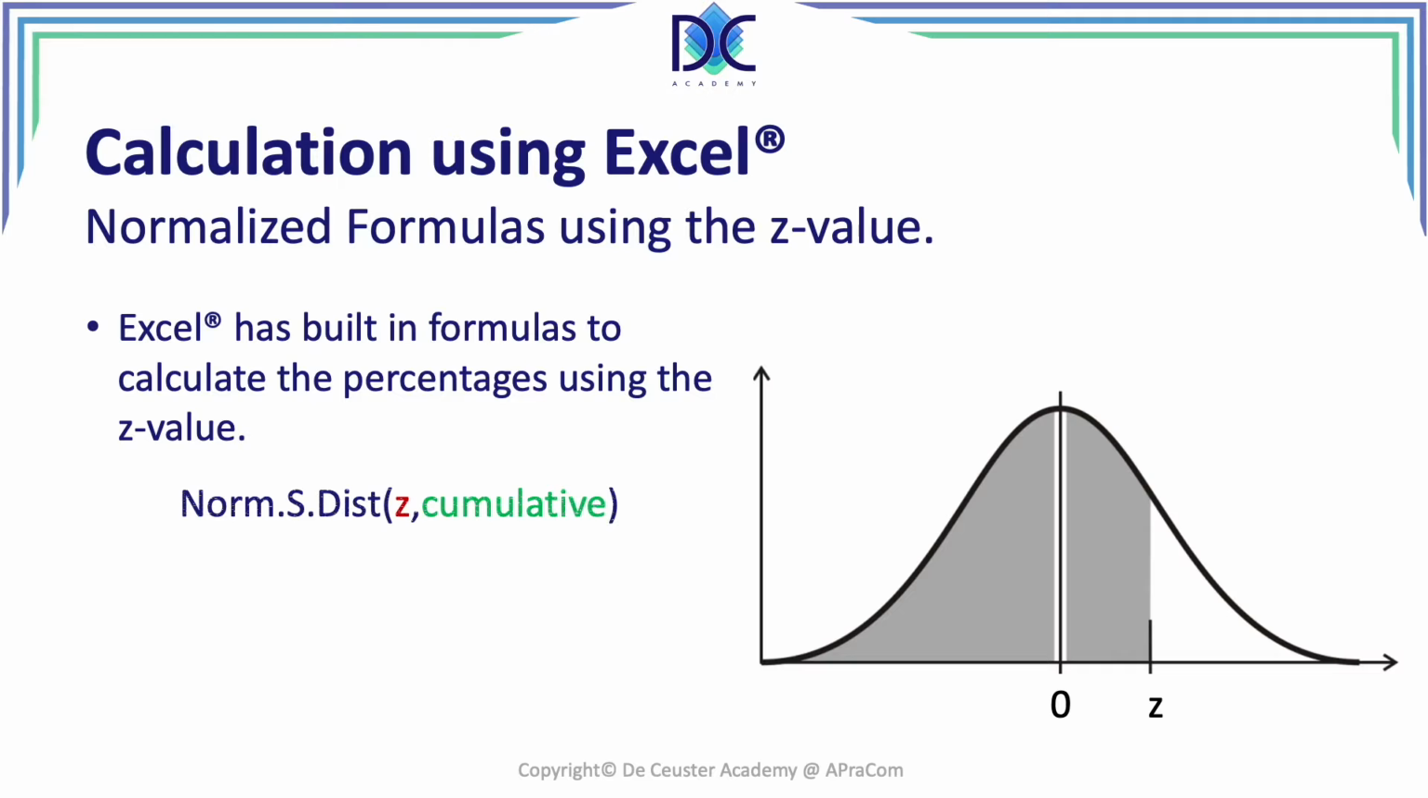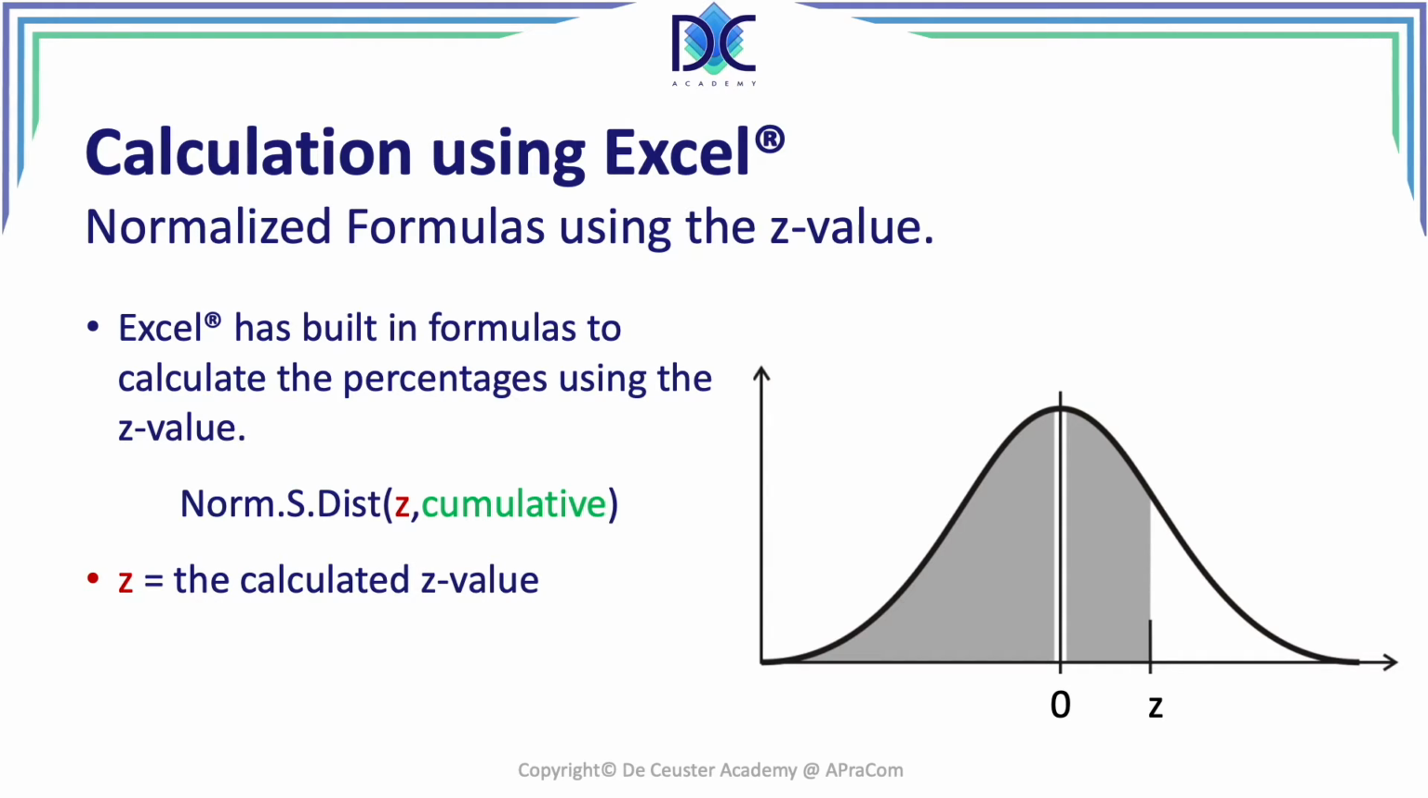There are some parameters. The first one is NORM.S.DIST, which refers to the normal distribution, but standardized. That is why the letter S is there. And we have two parameters here, Z and cumulative. Cumulative is a parameter we can set to true or false. So Z is the calculated Z value.